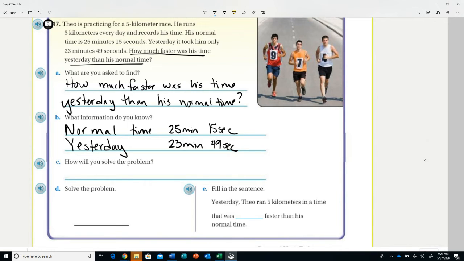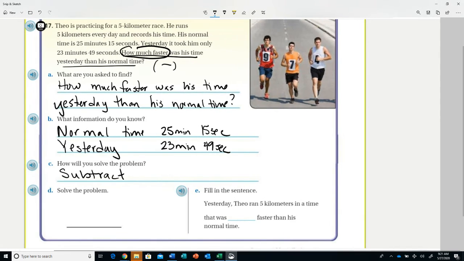How do we solve the problem? Well, this how much faster is key for subtraction. So we are going to subtract. We're going to subtract basically what we just put in letter B. We're going to subtract yesterday's faster time from his normal time. Now, of course, they gave me this really small spot in D to solve, so I'm going to do the best I can. Actually, I take that back. I'm going to work in the side space over here so I have a little bit more space with the stylus. So basically, we have to subtract.